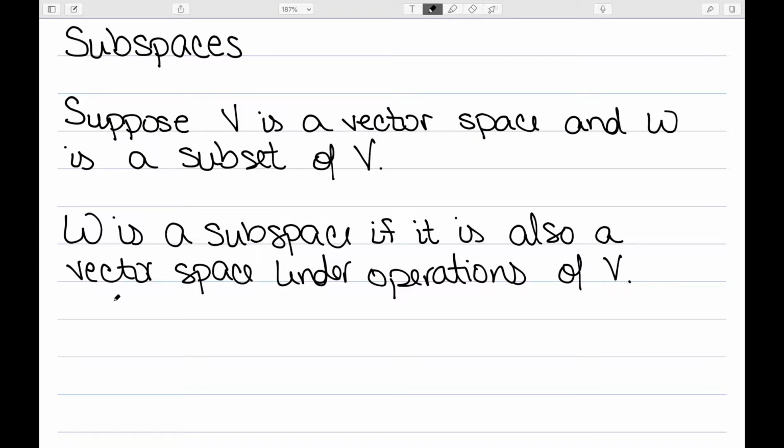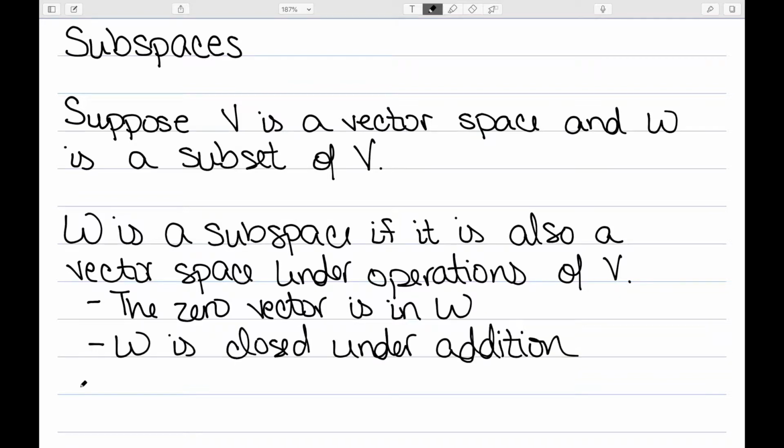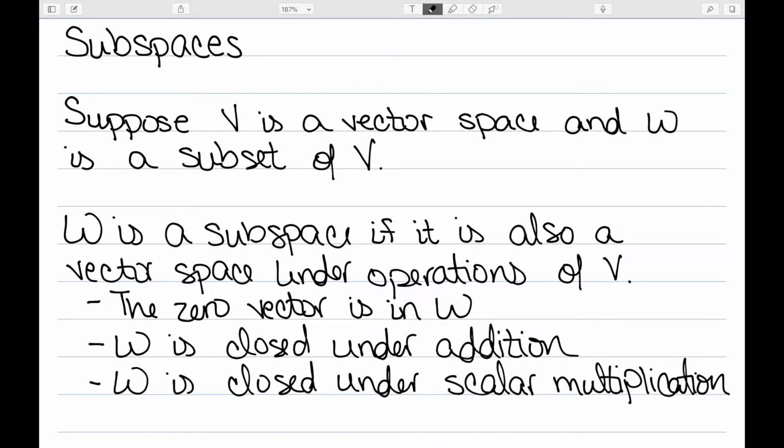Instead, we need to prove 3 things. The first thing we need to prove is that the 0 vector is in W. So I need, at minimum, the 0 vector from V to also be in W. We need W to be closed under addition, so if I take 2 vectors in W and add them, I should still be in W. And we also need that W is closed under scalar multiplication, so multiplying by a scalar should not take me out of W either. So let's look at some examples of subspaces.